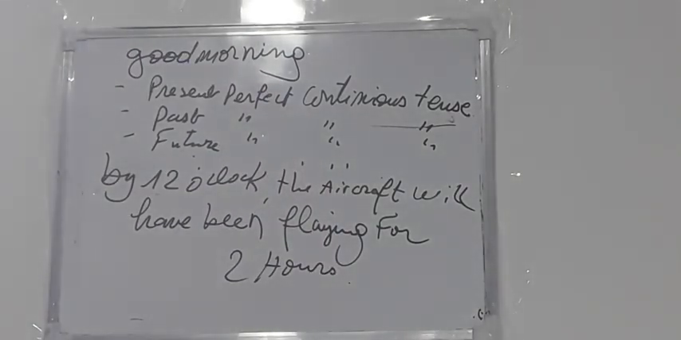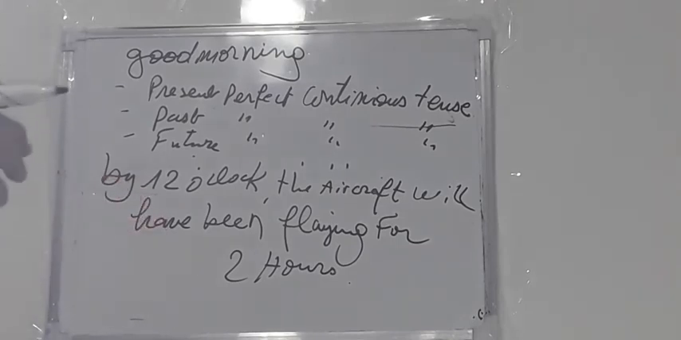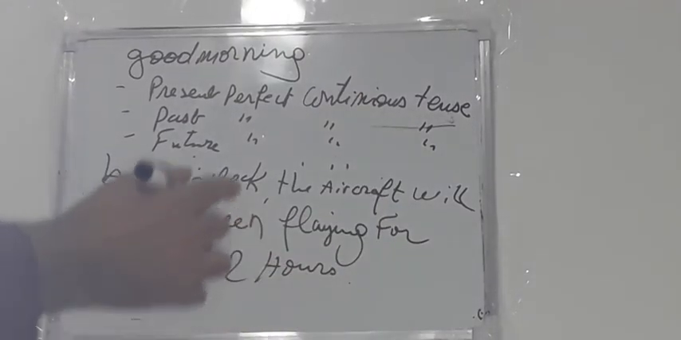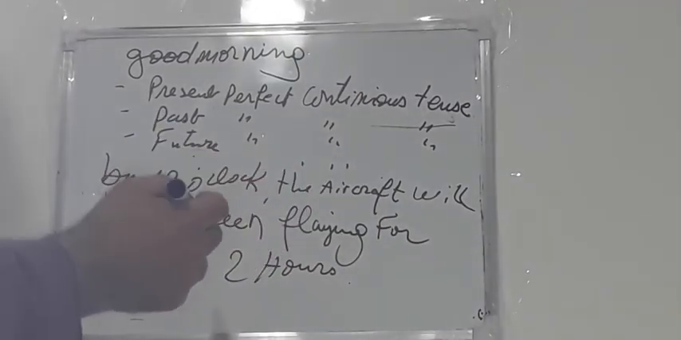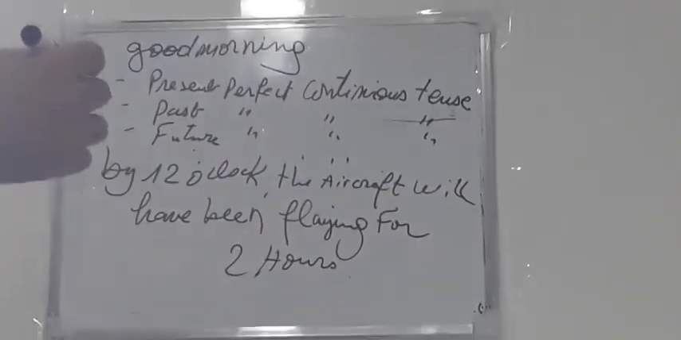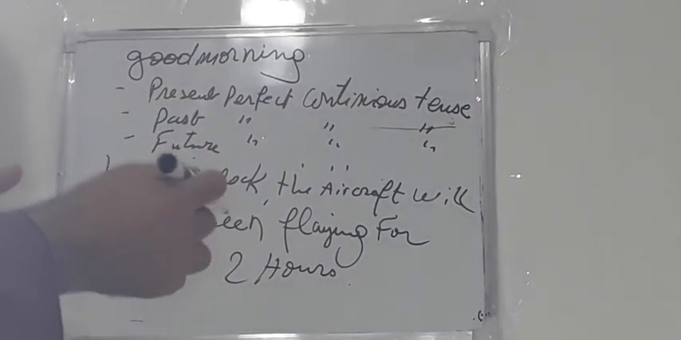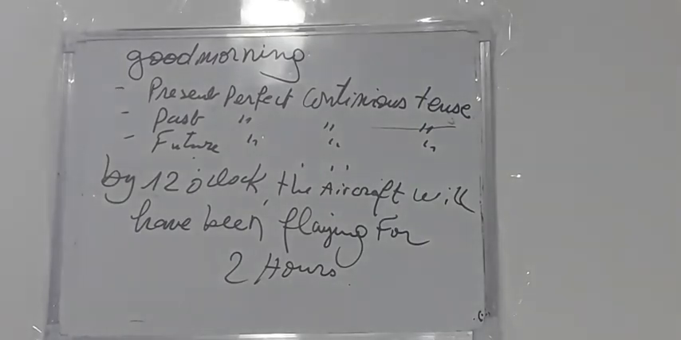Okay? By 12 o'clock, we haven't arrived at 12 o'clock. We are, for example, at 10 o'clock. And we say that at 12 o'clock in the future, the aircraft will have been flying for 2 hours. The result of the aircraft's flight will be 2 hours of flying.